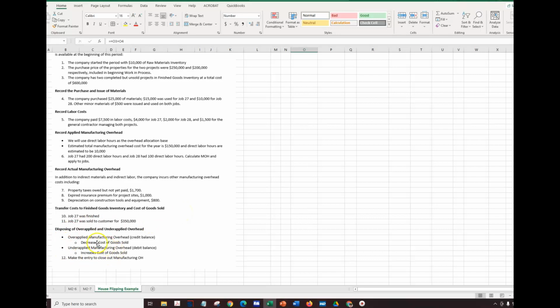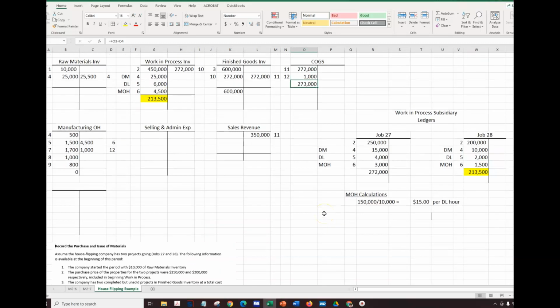So we under applied, because it was a debit balance in manufacturing overhead. And we posted the entry to close out manufacturing overhead to cost of goods sold. That's a comprehensive example of how costs flow through the system. You really need to understand the T accounts and how it works, because in the second half of this chapter, we're going to do journal entries. So if you have the T accounts down, journal entries will be much, much easier.